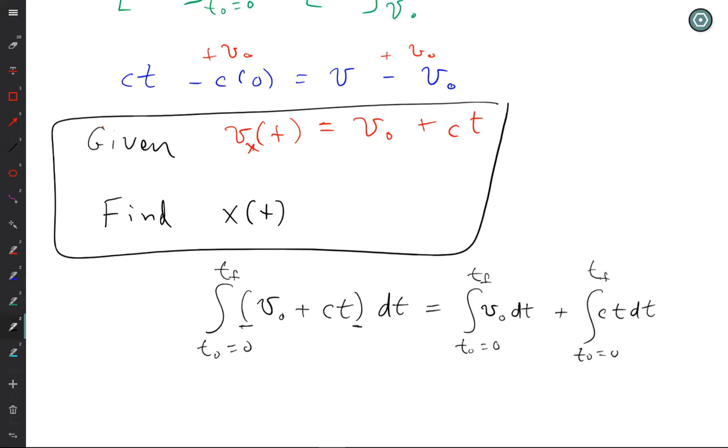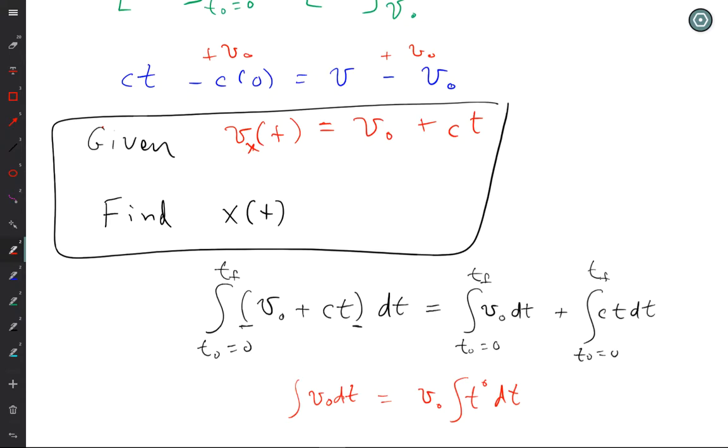A constant is essentially a polynomial with our variable having a power of 0. No one ever would write this, even on this assignment I'm giving you. But integral of v0 dt is the same as v0 times integral of t to the 0 dt. Who's ever going to write t to the 0 to mean 1? Nobody would do that. But that's effectively what it means.